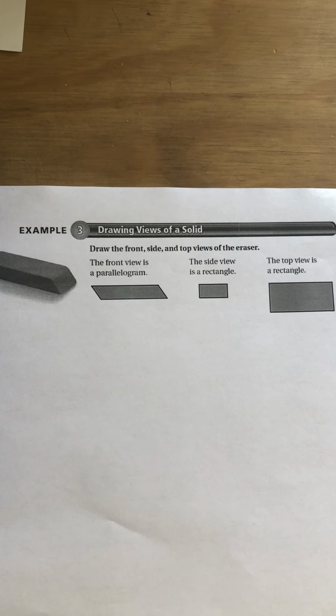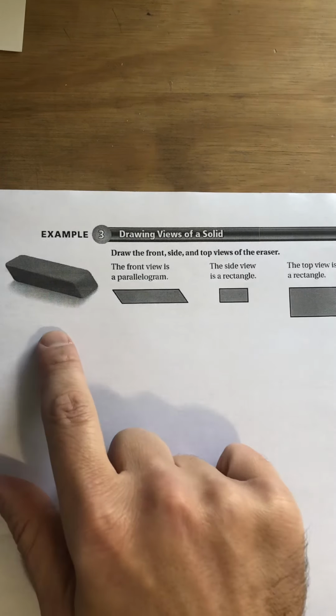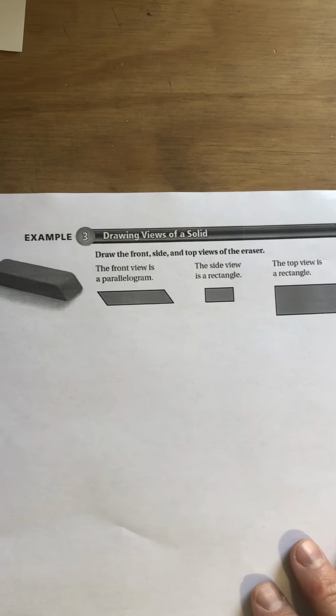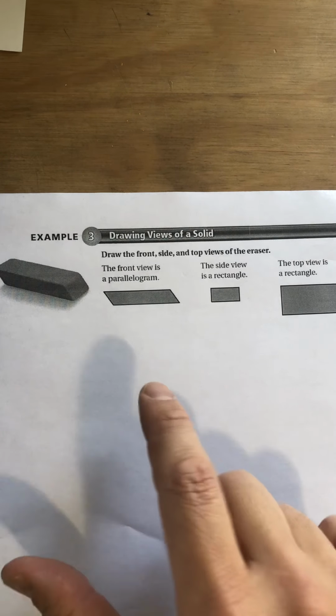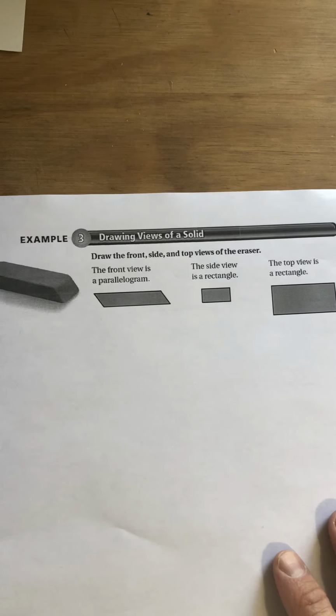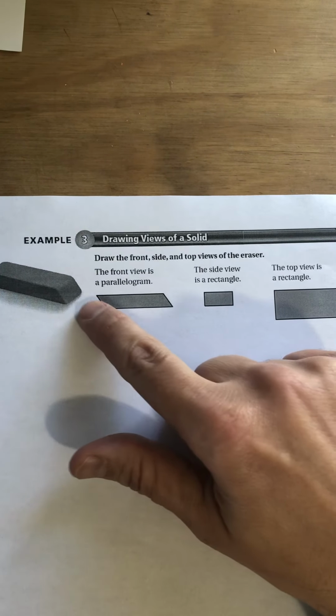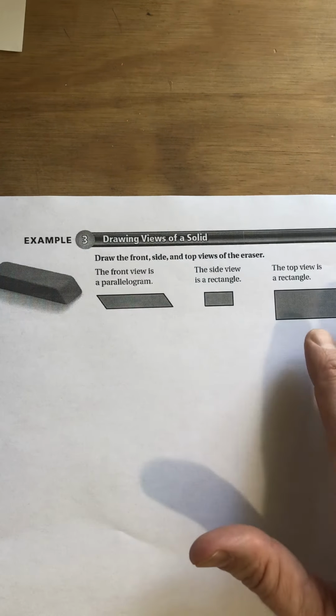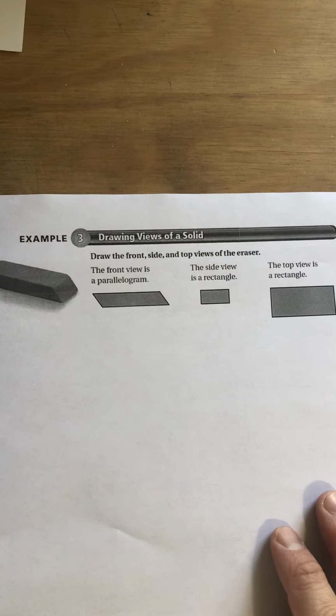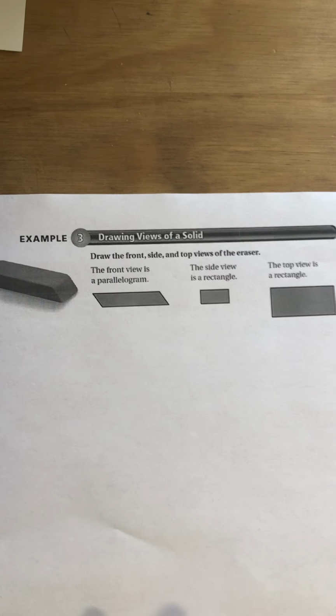All right, we're going to start today's video with what we finished out yesterday's video on drawing views of a solid. So as you can see in the picture, it's like one of those standard old school erasers. And if you look at it from the front view, what you'd actually see is a parallelogram. And then if you look at it from the side view, you'd see a rectangle. So it's kind of like looking at it from this view. And then if you looked at it from the top, you'd see a rectangle. And so the idea is just to understand the components of the figure.